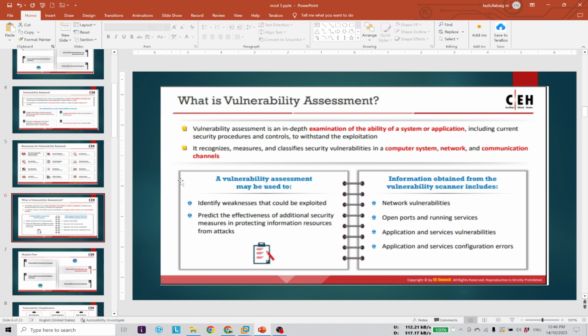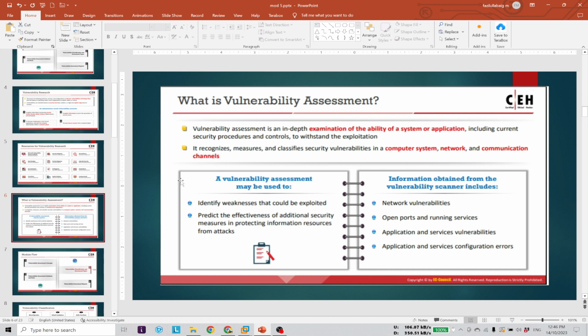I'll just tell in brief while going through those modules. Okay, so the information obtained from the vulnerability scanners includes network vulnerabilities, open ports, and running services. I have covered what open ports, closed ports and running services are. If I have not covered it in the previous modules, then the upcoming modules are definitely going to cover this, because everything will be in the practical, so you will understand much better.